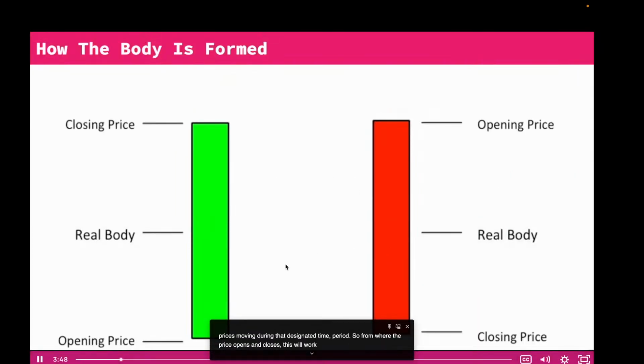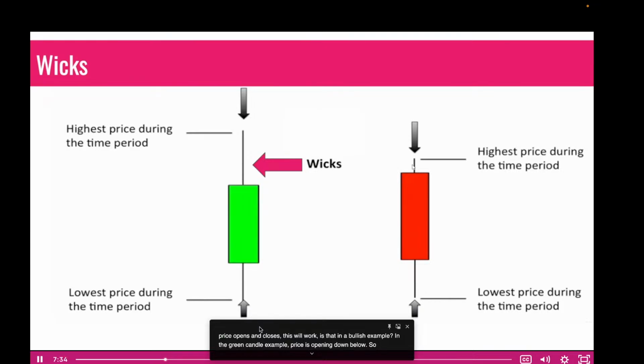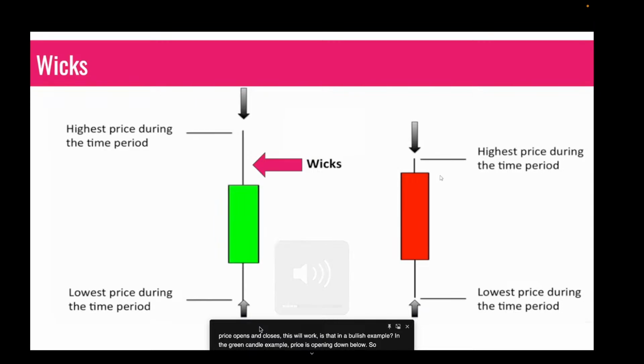The way this works is that in a bullish example, in the green candle example, price is opening down below. If you look in this area here, this is the highest point that price reached during that time period, and then the lowest point. But once again, price opened here at the actual body formation of the candle and then closed up here at the top of the body formation.